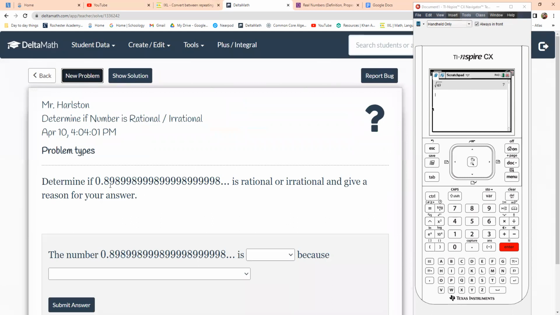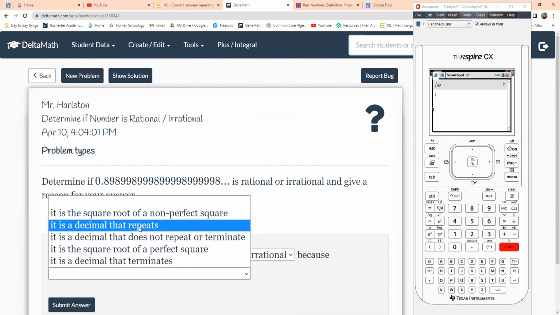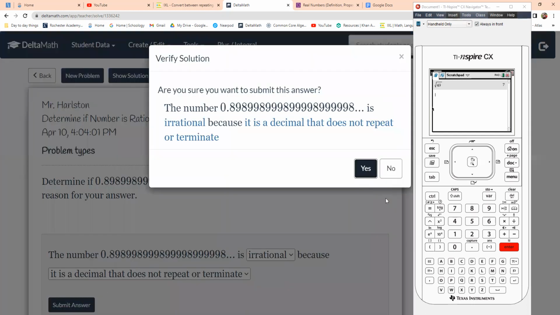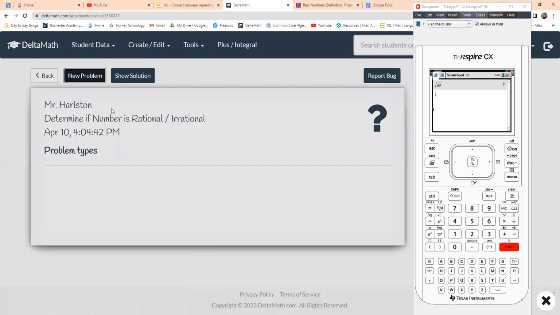This one is 8989, 8999, 89999, 899999. So you can see, just like the other problem, you're adding the 9 each time. So even though that's a pattern, it's not a repeatable pattern. If it was 898989898989, that would be a repeatable pattern. So you would say this is irrational, and it's because it doesn't terminate and it doesn't repeat. So you would say, yeah. All right, good. Let's see what else we got.